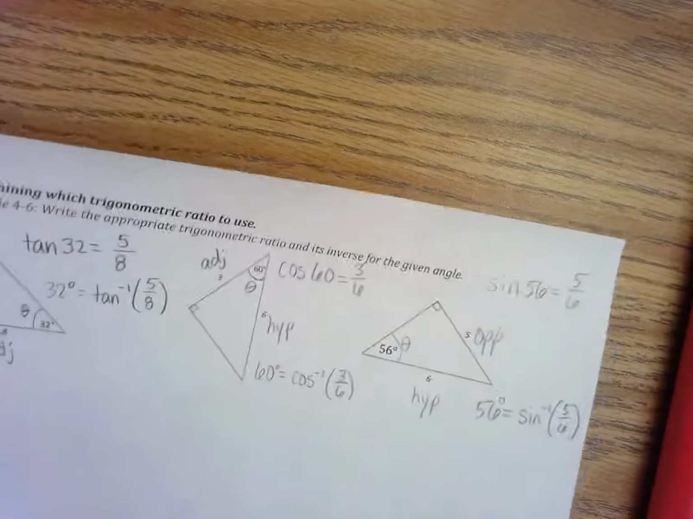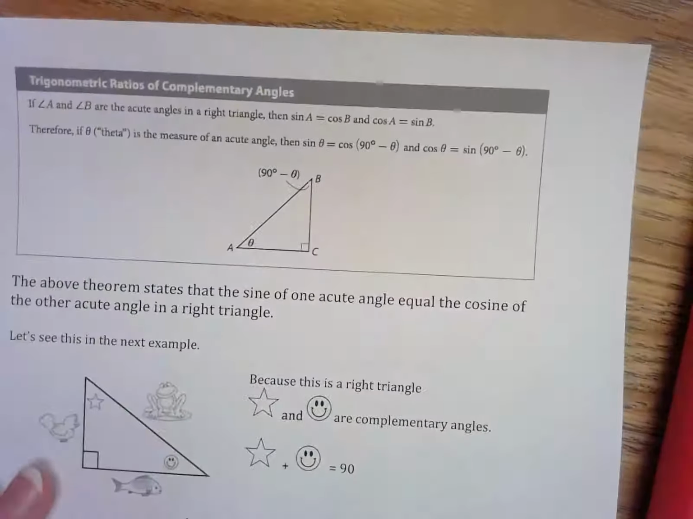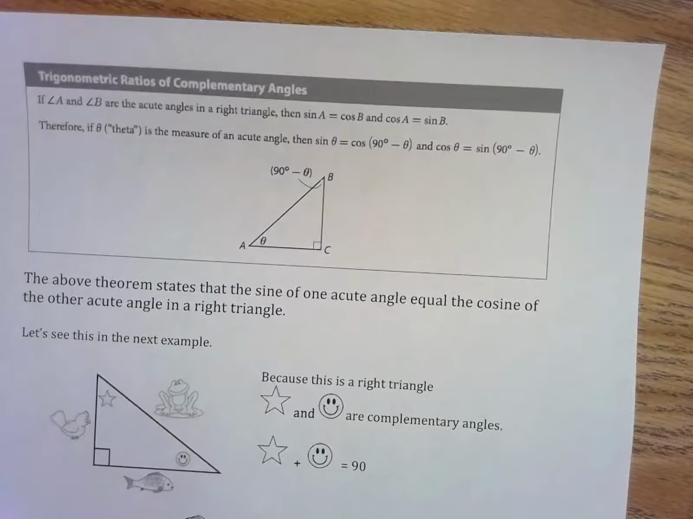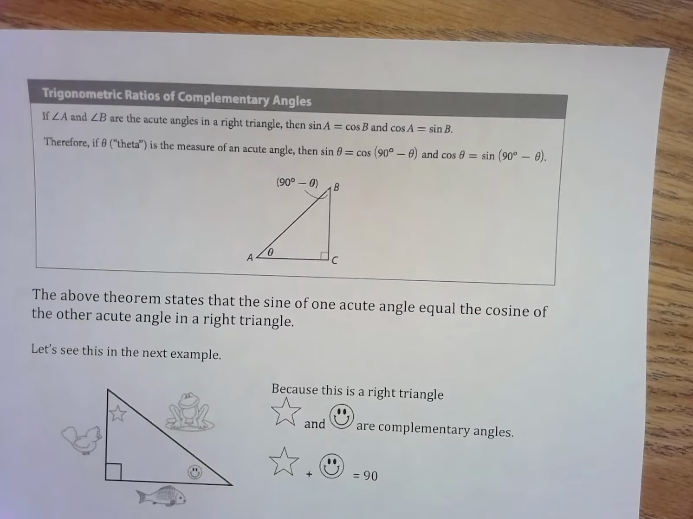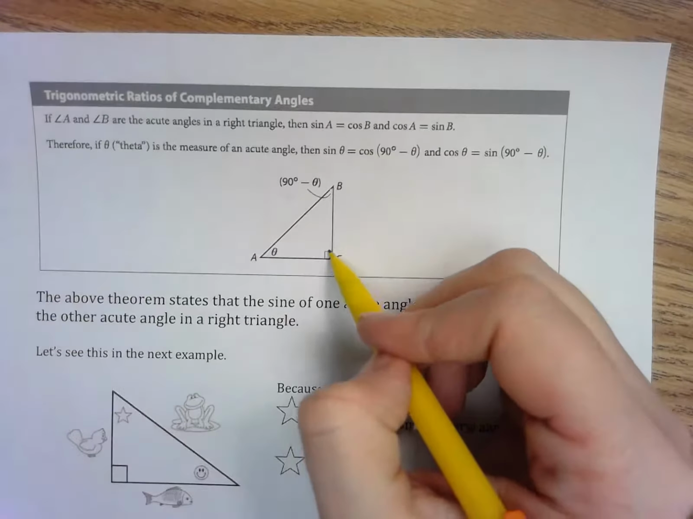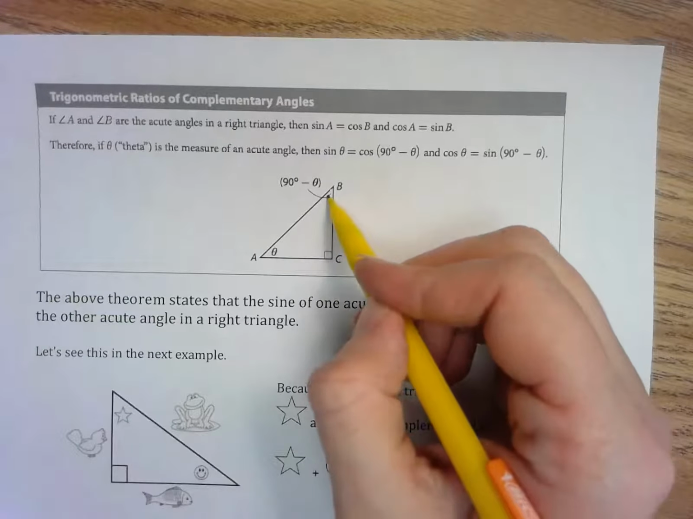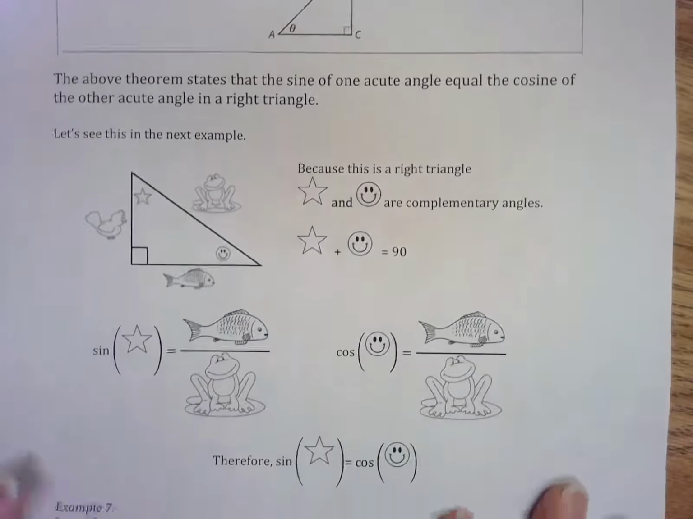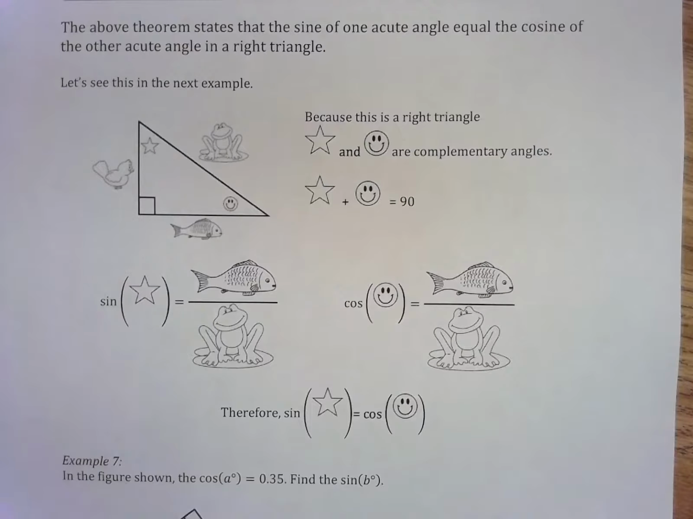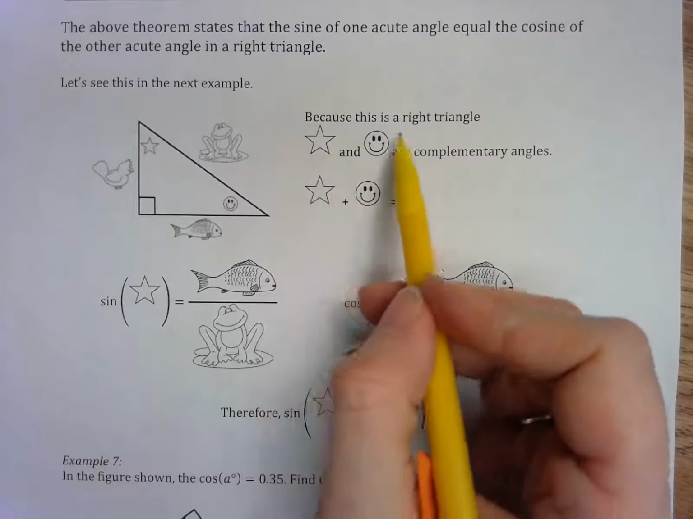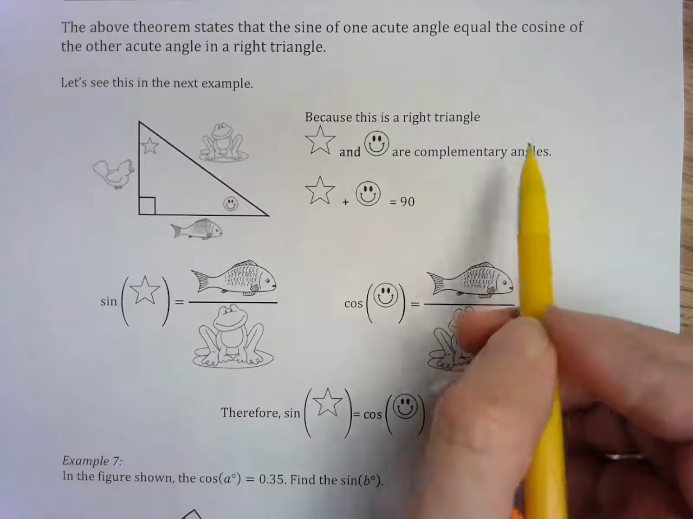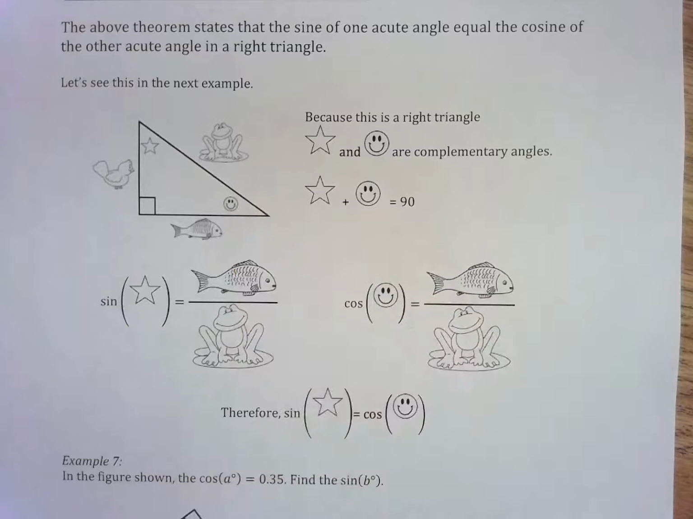Let's look at one other theorem that comes up in our work. Here we have our trig ratios of complementary angles. If you'll remember, complementary angles mean that they add to equal 90 degrees. Because we're dealing with right triangles, the two acute angles in the right triangle are complementary. So here's a fun little example to hopefully help you learn this. Because this is a right triangle, the star angle and the smiley face angle are going to be complementary angles, meaning that they add together, equaling 90 degrees.